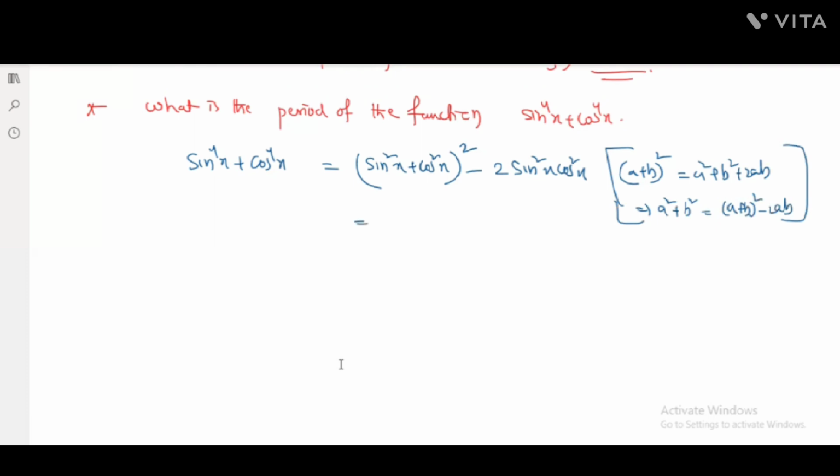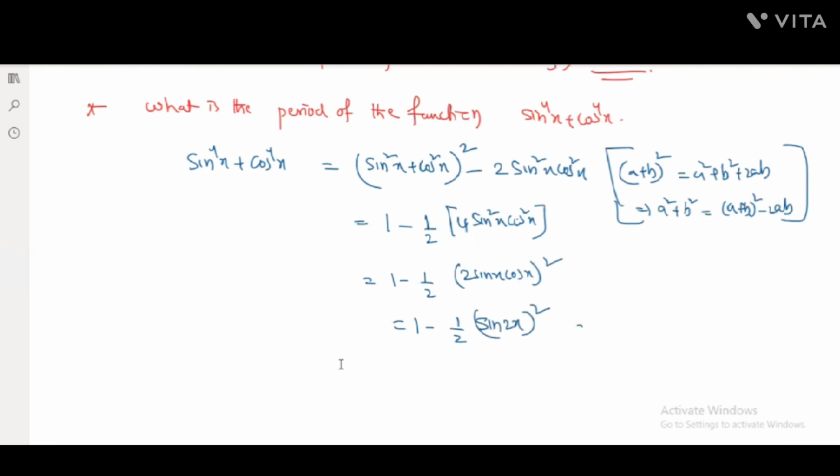So sin square x plus cos square x is 1. So 1 minus, here we will multiply and divide with 2. So we will get 1 by 2 into 4 sin square x cos square x. This we can write as 1 minus 1 by 2 into (2 sin x cos x) whole square. So that is equal to 1 minus 1 by 2 into (sin 2x) whole square, or we can write 1 minus 1 by 2 into sin square 2x.